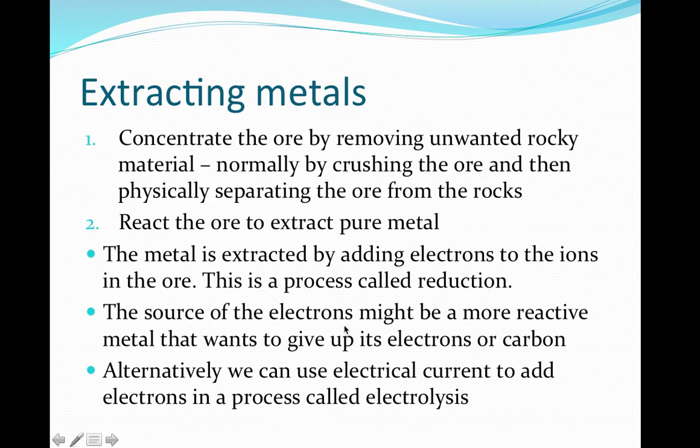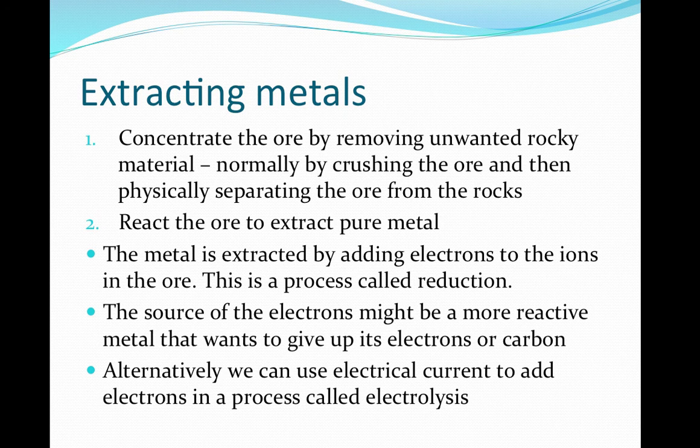So to extract them, what we want to do first of all is get rid of the rocks that are around it, crush it, physically separate it. You might use some kind of flotation device for that. And then, once we've got the compound separated from all the junk rock, then we react it. Essentially what we do is we want to add electrons to the ions, because remember, when a metal has reacted, it's given up its electrons to become the metal cation. So what we want to do is give them back those electrons, and that will then turn them into the pure element. So we call this process reduction. So when they gain electrons, it's called reduction.